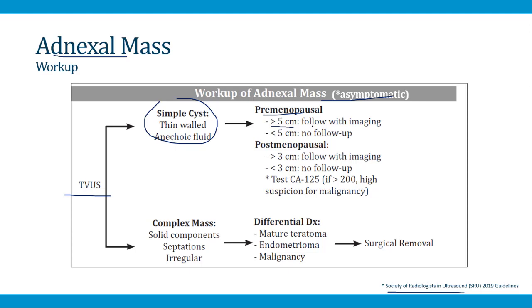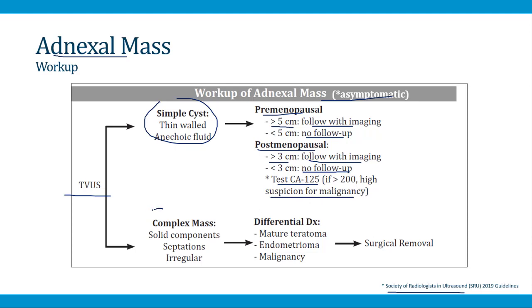Above 5 centimeters, those cysts are followed with imaging. Below, there's usually no follow-up because it's a benign finding. In postmenopausal women, 3 centimeters is the magic number. If the cyst is larger than 3 centimeters, follow up with imaging. If it's below 3 centimeters, no follow-up is often required. However, usually you test a CA-125. And if it's high, that raises the suspicion for malignancy.